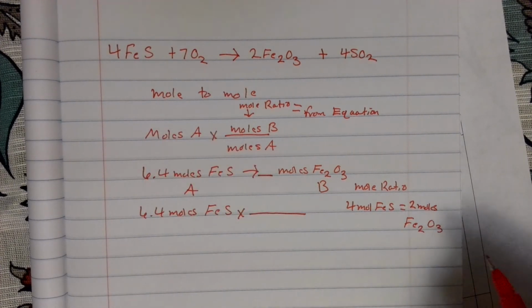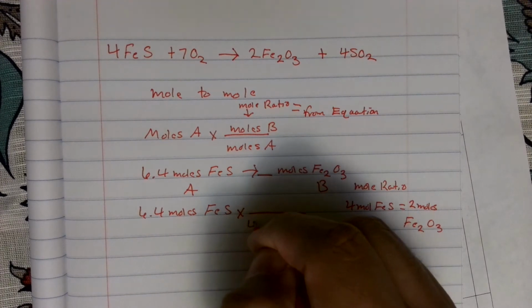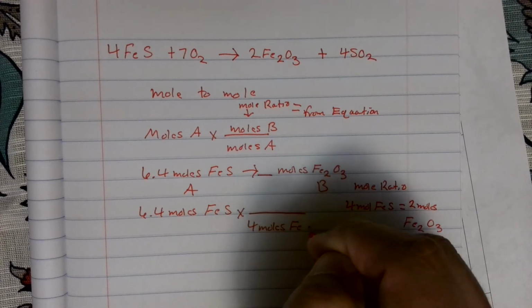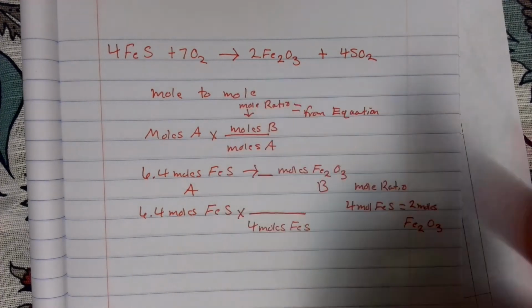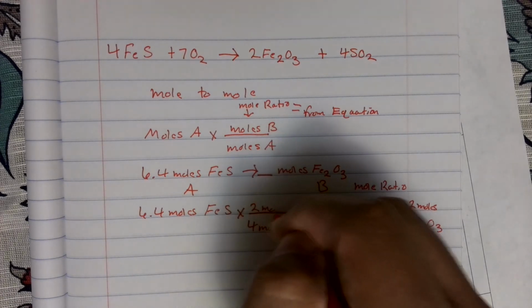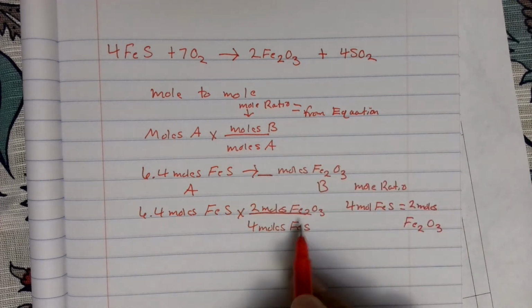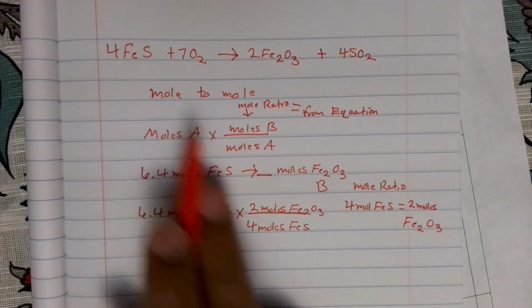Now let's put it where we want. We're trying to get rid of this, so this has to go on the bottom. So there should be 4 moles of FeS. And on top should be what we're trying to get to, which is our 2 moles of Fe2O3, because that's what usually comes out of the equation. So again, the chemical formulas tend to not be important here. What matters is that you know the ratio from up there and how to use that.